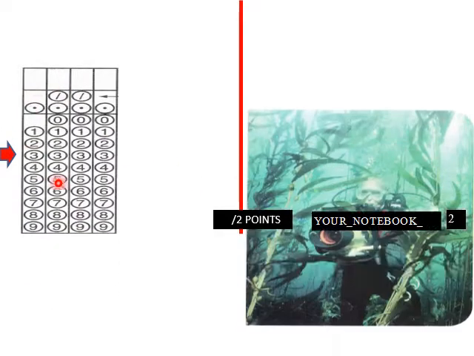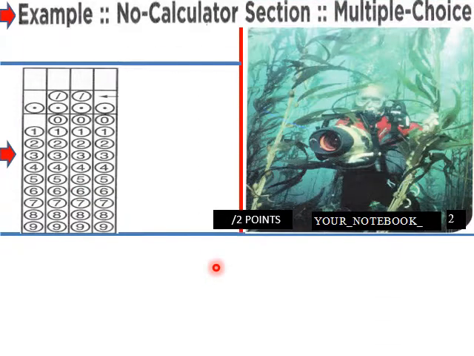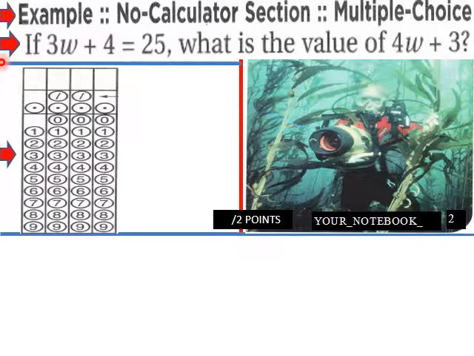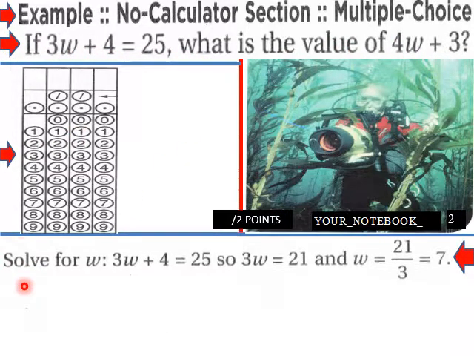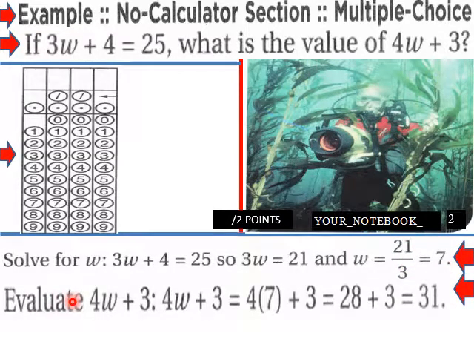Page 2, here's a grid. Example, no calc section, multiple choice. If 3w plus 4 equals 25, what is the value of 4w plus 3? So, solve for w. 3w equals 21, so w equals 21 over 3, which equals 7. Evaluate 4w plus 3, and then we plug in that, and that equals 31. So, grid in 31. So that'd be 3 and then 1.